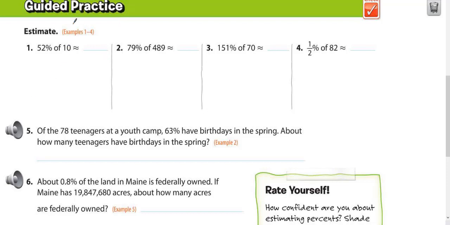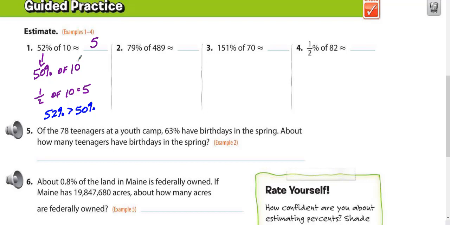All right, problem number 1, 52% of 10. I'm going to round that to 50% of 10, and 50% is half of something. A couple different ways to think of it. Half of 10 is 5. So I know that 52% of 10 is approximately 5. Now, pause for just a minute and ask yourself, will the actual answer be more or less than 5? No, the actual answer would be more than 5 because we rounded down. Since the 52% is greater than the 50% we used for our estimate, the actual answer would be a little greater than 5. Okay, I'm going to do 2.